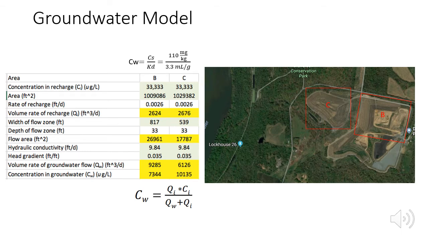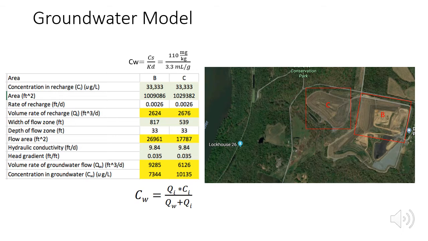Moving on to the groundwater model, one of the first things I did was attempt to calculate the initial groundwater concentration, so the concentration just under the pits that store the fly ash. And so I used the Summers model to do this, but there were a few parameters that needed to be inputted. One of them was the concentration of arsenic in the recharge. I calculated this with the equation shown on the top by dividing the concentration of arsenic in the fly ash by the Kd value.